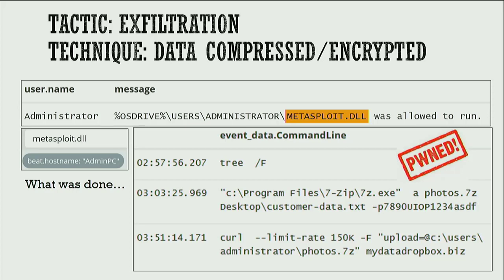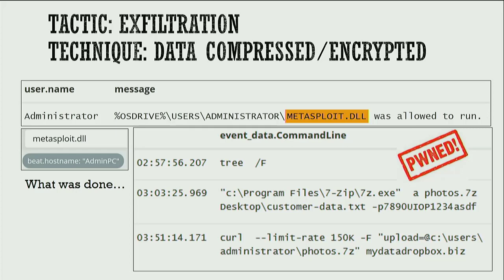That's an easy one to flag on, because how many users do you think run tree? How many users even know about tree, right? Easy one to trigger on. Okay, so what did they do after that? Six minutes later, they found customer-data.txt on the desktop, and they found that 7-Zip was installed, and they encoded that into an encrypted photos.7z archive of that text file, and they used a password of 7890UIO, etc.